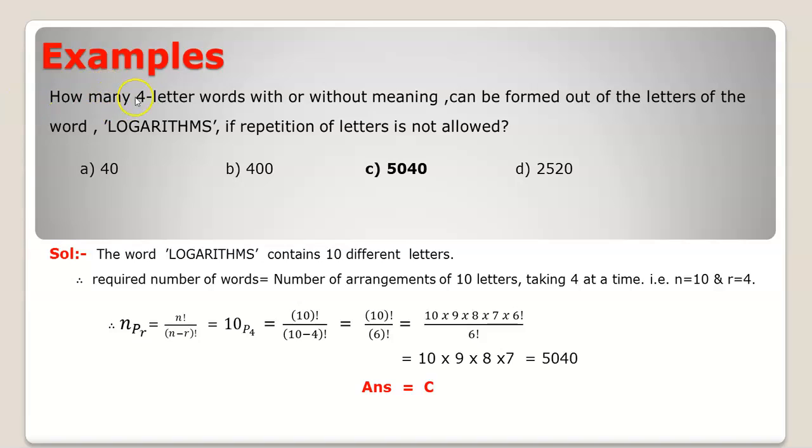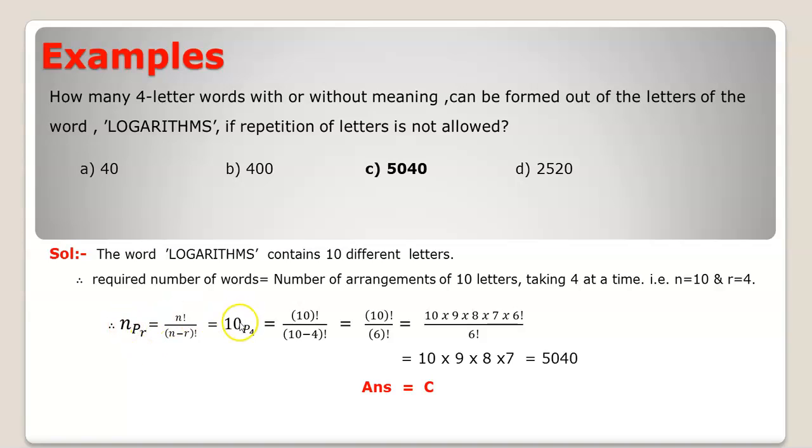Next, how many 4-letter words, with or without meaning, can be formed out of the letters of the word LOGARITHMS if repetition of the letters is not allowed? Again there are 4 options given here. Let us see the solution. The word LOGARITHMS contains 10 different letters. So the required number of words equals the number of arrangements of the 10 letters taking 4 at a time. Total letters n is 10 and r is 4. So nPr equals n factorial upon n minus r factorial.